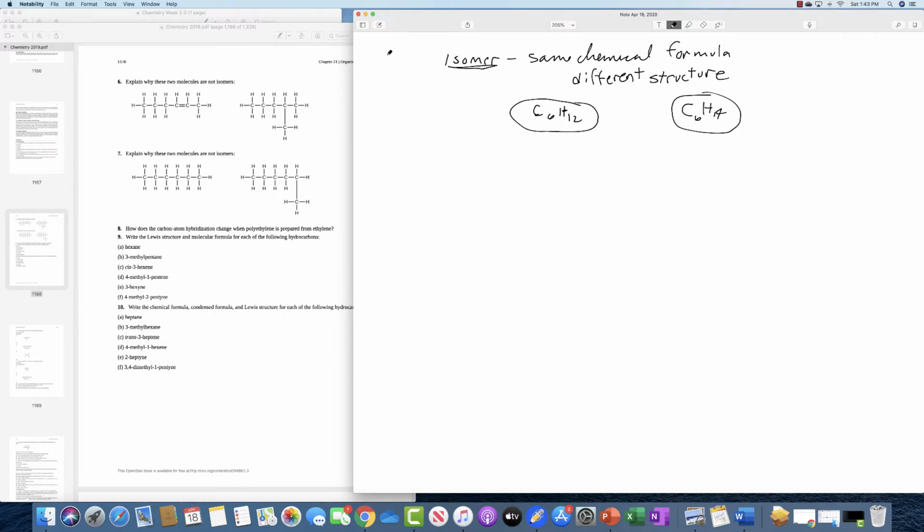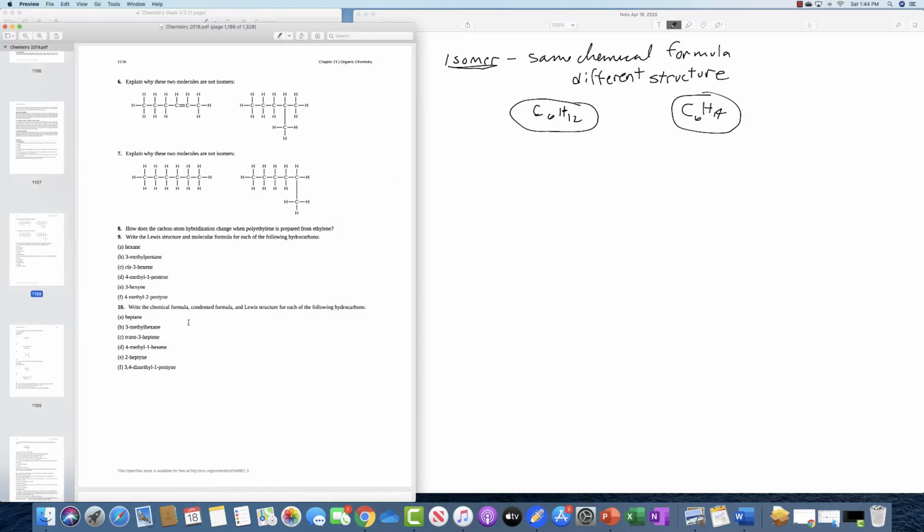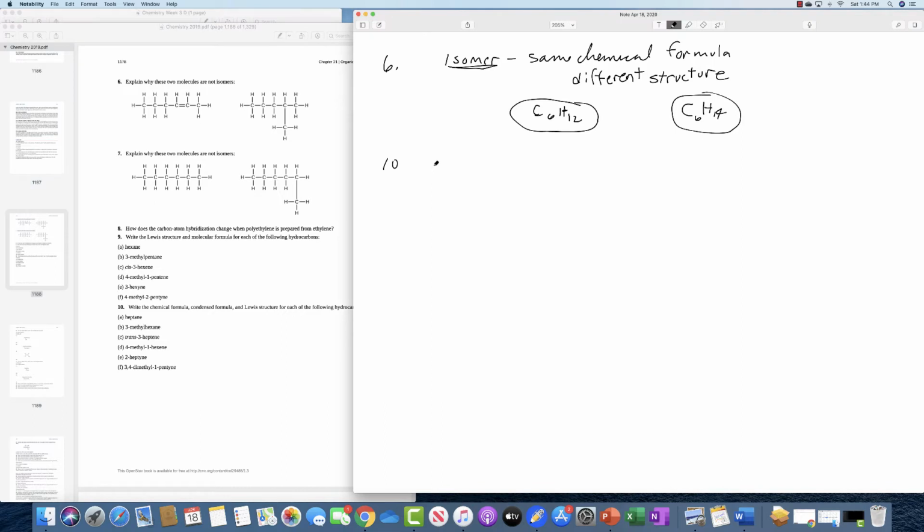The next one is problem number 10. Problem number 10 says write the formula, the condensed formula, and the Lewis structure for each of the following. I'm going to do a couple of these. I'm not going to do all of them because that would take a long time, and I don't think I have to do them all. If there's any particular one you can't figure out, just let me know.